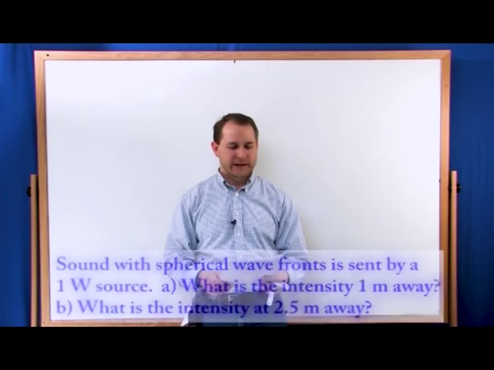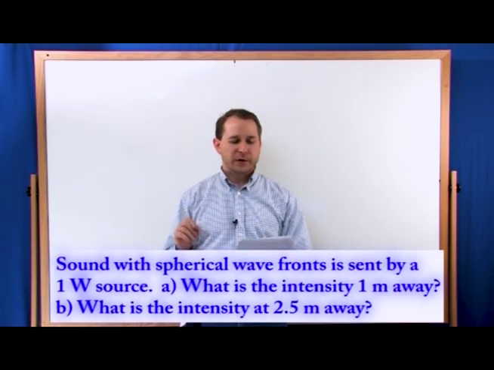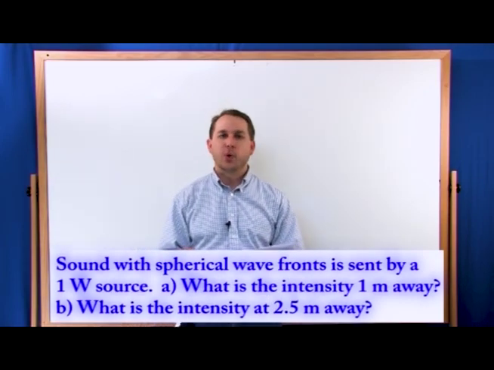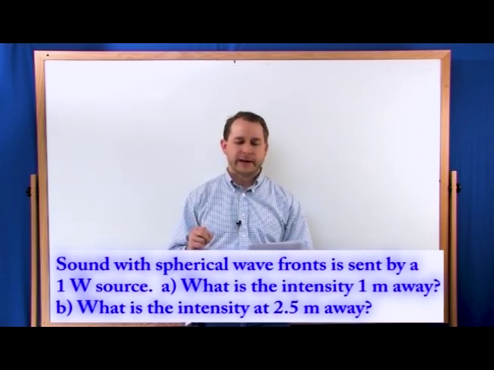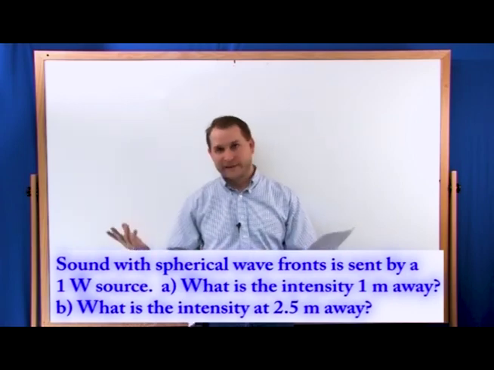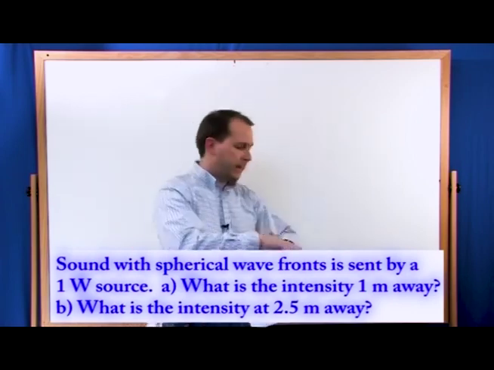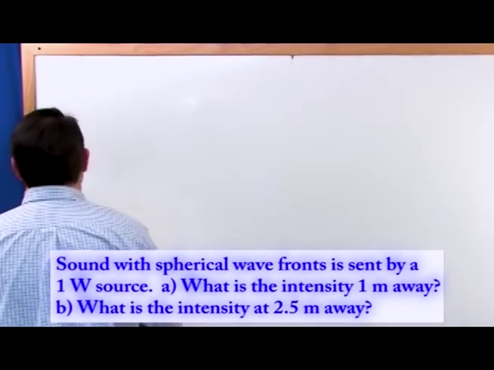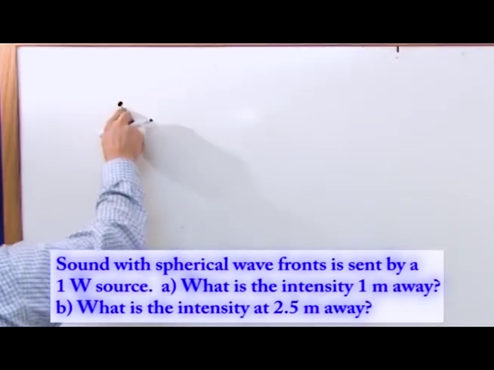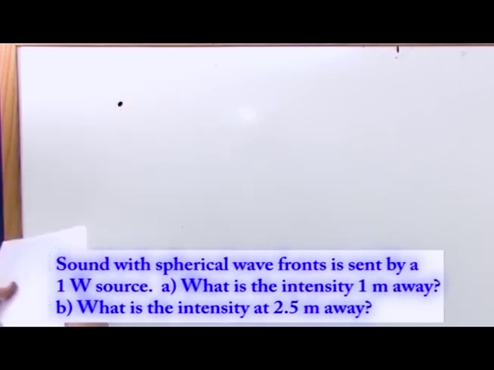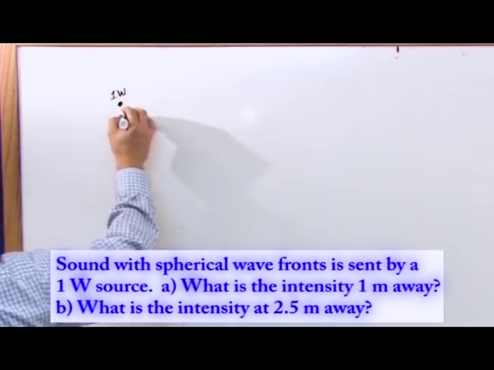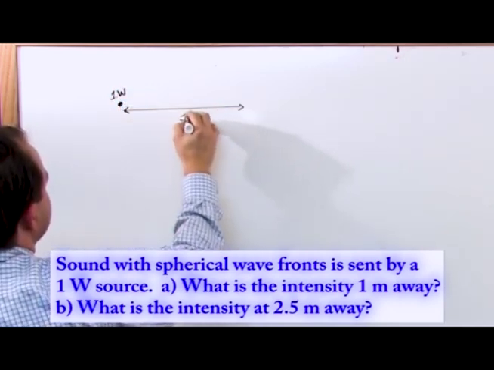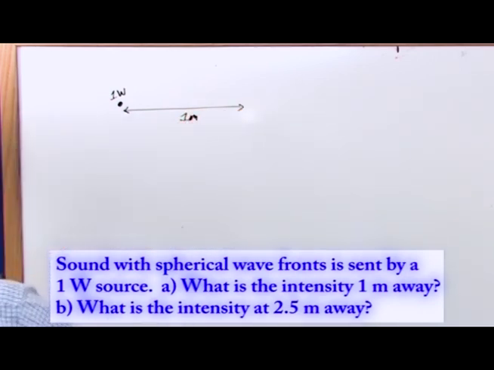Okay, the first problem goes like this. Sound with a spherical wavefront is sent out by a 1-watt source. First part of the question says, what is the intensity at 1 meter away? In other words, the sound intensity at 1 meter away. So we have a speaker, or I'm just going to put a dot here because it's a spherical source. It's shooting waves in all directions, and it's 1 watt, right? And I know that I'm 1 meter away, and I'm trying to find out what intensity sound I actually have right there.